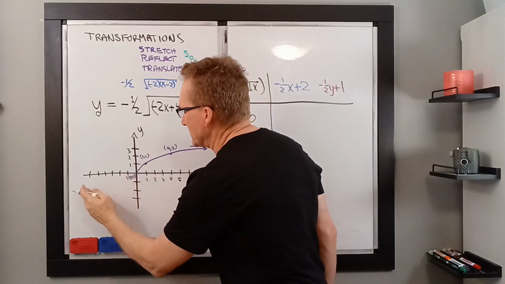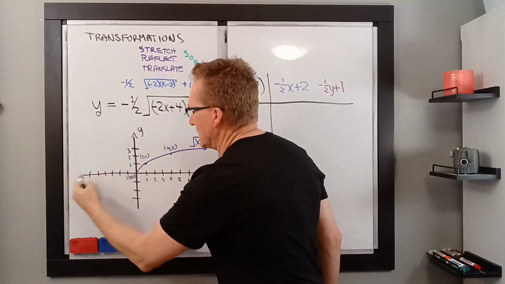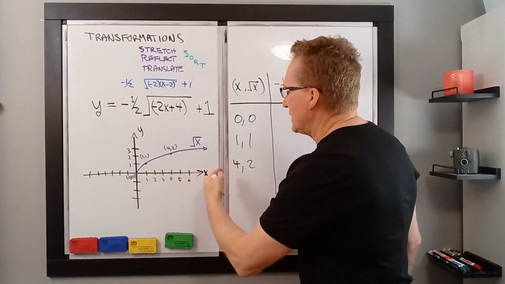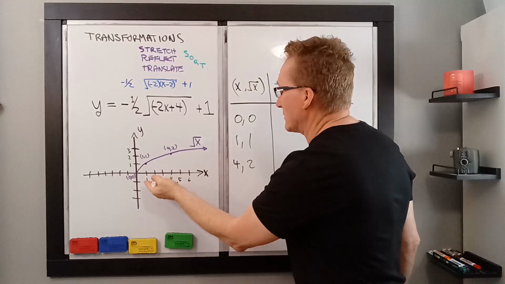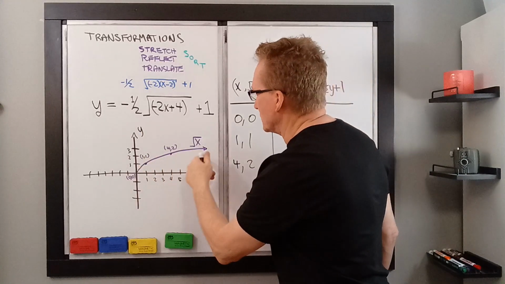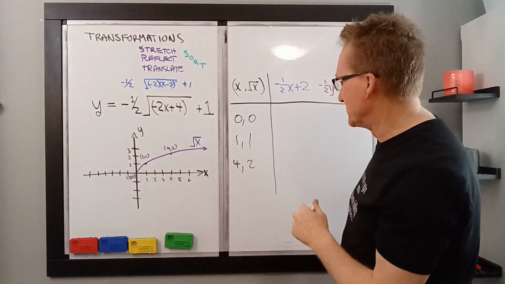We can't have any points over here because this function, the root of x, is not defined when x is less than 0. So the domain is x being greater than or equal to 0, and the range is y being greater than or equal to 0 as well.